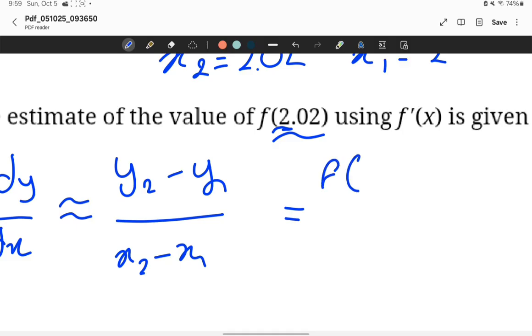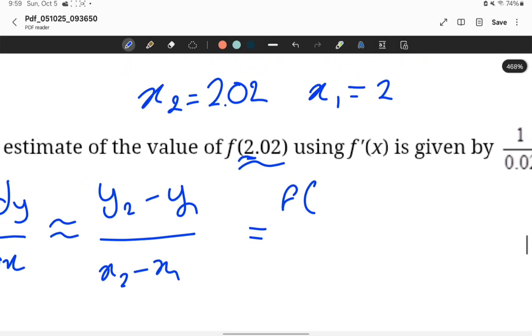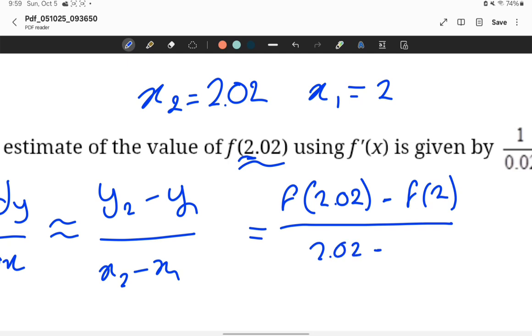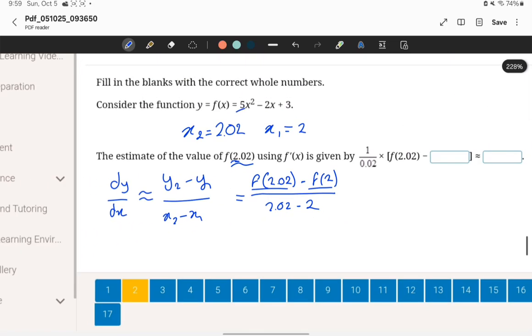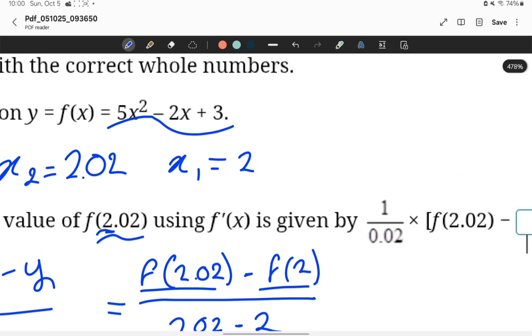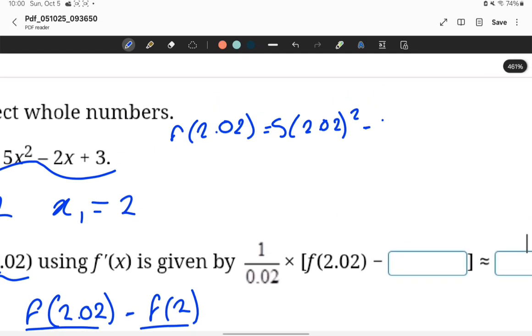So f of x2, because y2, f of x2 is f of 2.02, so that minus f of 2, over 2.02 minus 2. Now to get these values, we're going to substitute 2.02 into the equation they gave us at the start. So we substitute both 2.02 and 2 into this. Here f of 2.02 would be 5 times 2.02 squared minus 2 times 2.02 plus 3.